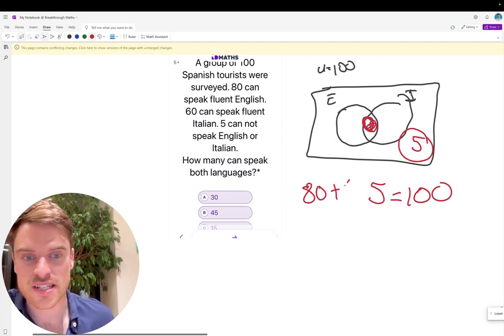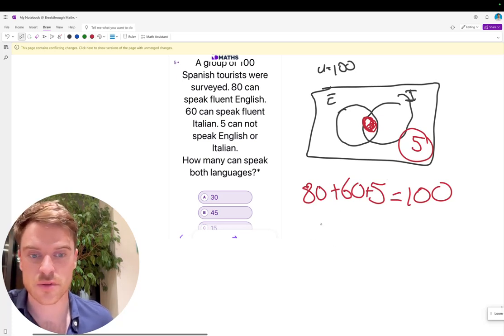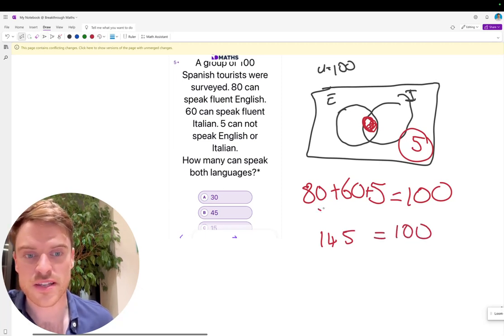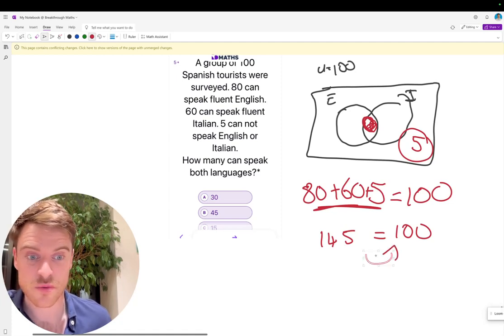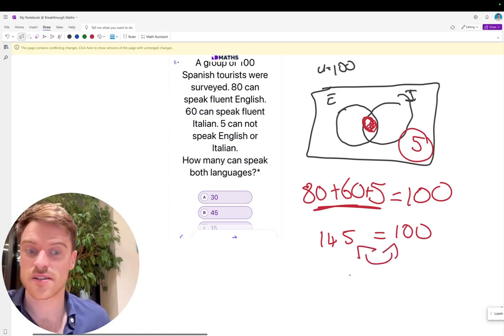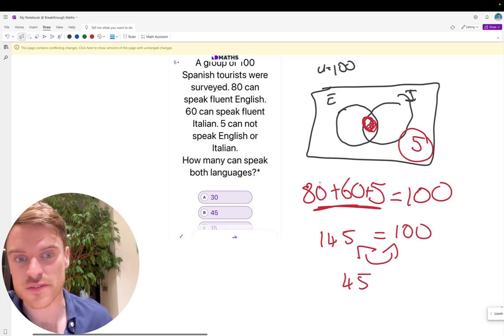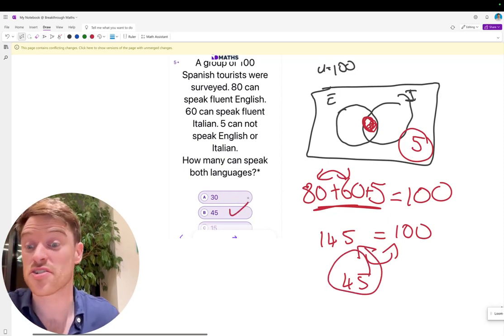So 80 plus 60 plus 5 should give you 100. So that actually equals 145. If you add them all up, add all these up here, that's 145. Now, these need to match. So what's the difference? It's 45. Because you'd be saying, oh, take away 45 in the middle, because 45 speak both. So it's actually 45. Hey, 45 is there. That's how I found it. I just like add them up.